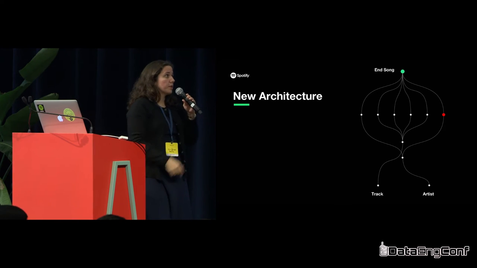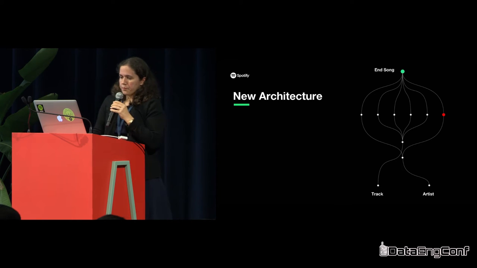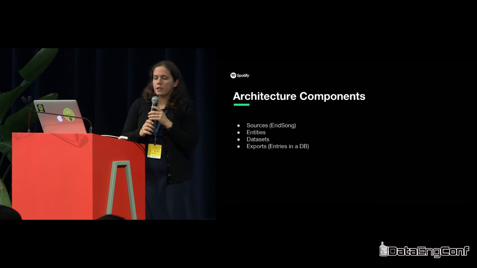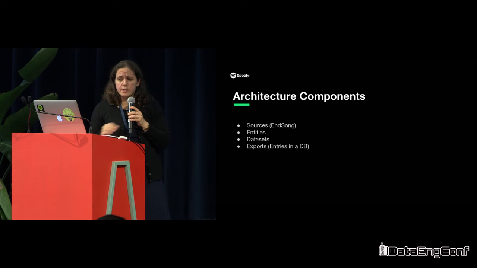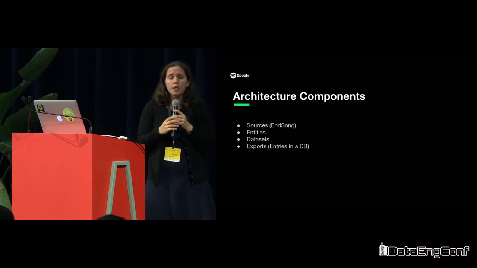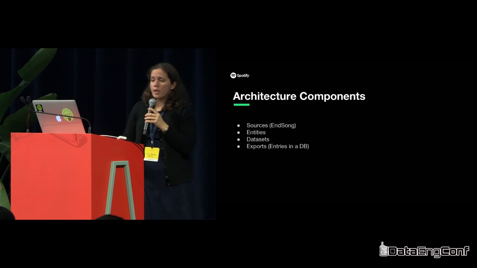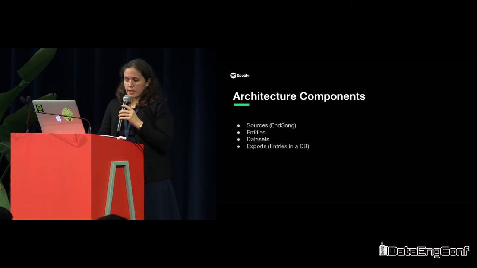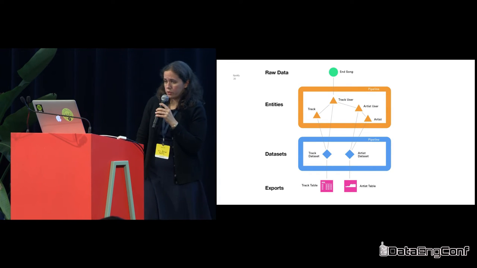So we compute everything at the artist level and at the track level. So that's, at the high level, our new architecture has these components. It has our sources, of course. It has what we call entities, and it has data sets, and it has exports. And I will now talk to you a little bit more about what those are.